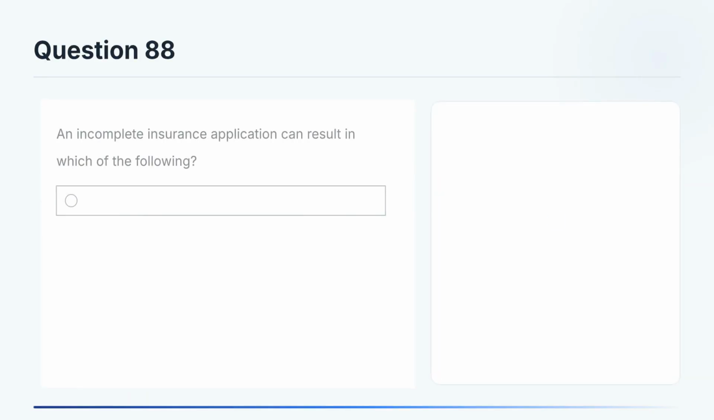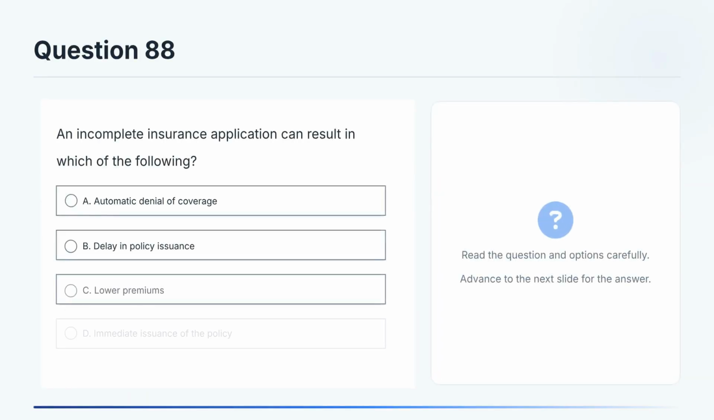Question 88. An incomplete insurance application can result in which of the following? A. Automatic denial of coverage. B. Delay in policy issuance. C. Lower premiums. D. Immediate issuance of the policy.